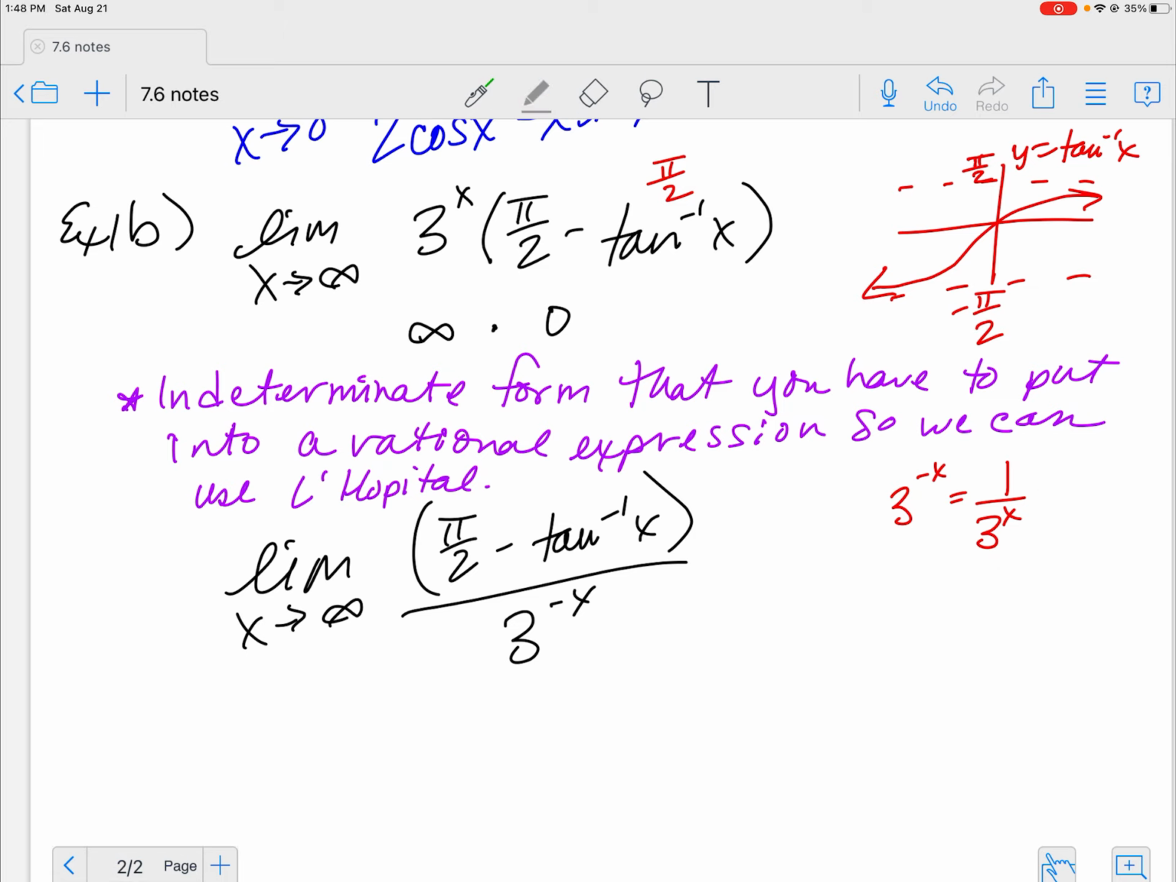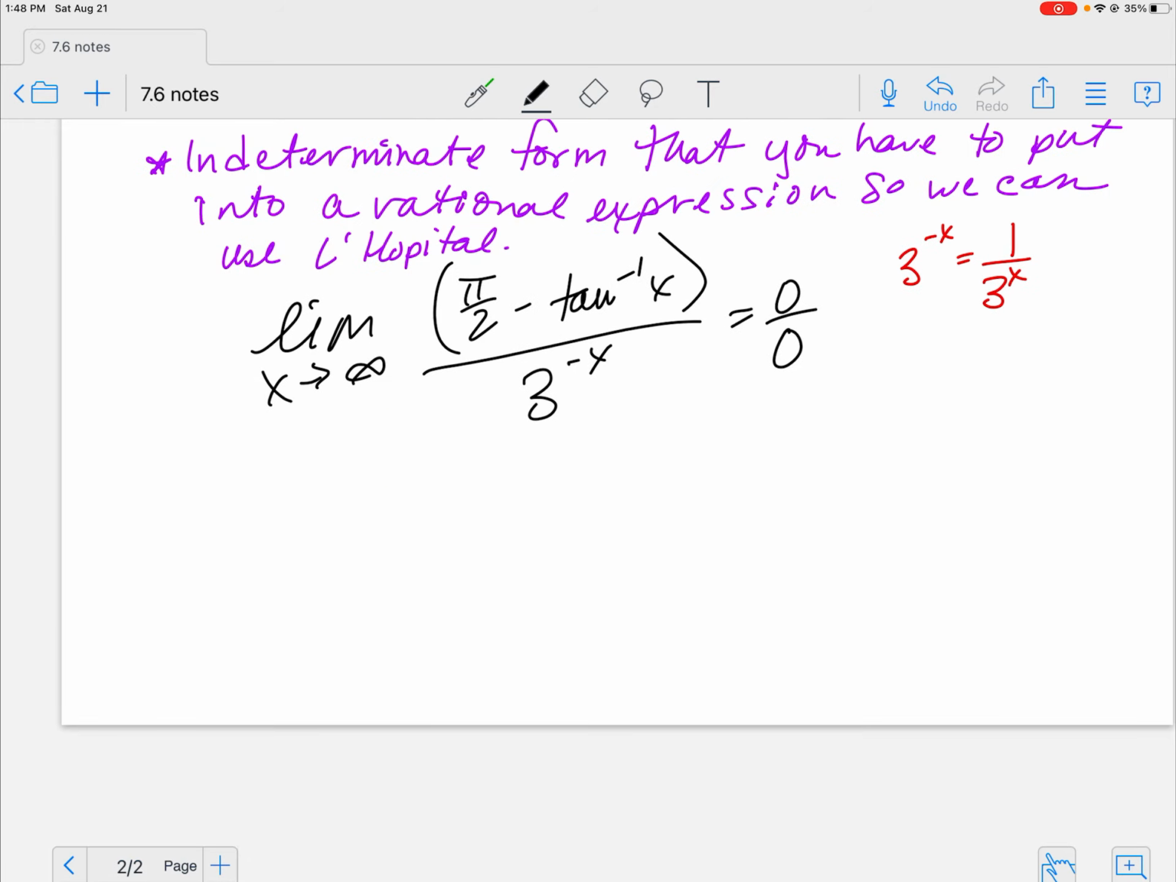So if I'm looking at this, this is still going to give me a 0 over 0, and now I can use L'Hopital. Because remember the criteria, it has to be a rational expression. You can manipulate this into a rational expression, but I can't do L'Hopital until I get that rational expression. Okay, now that I have it, I can do L'Hopital.